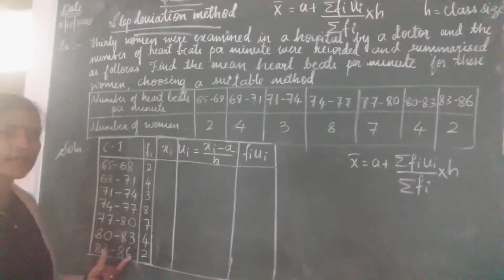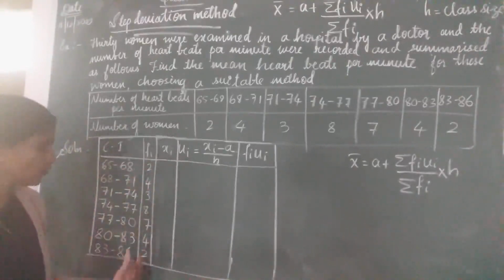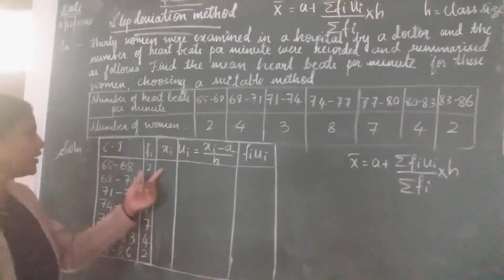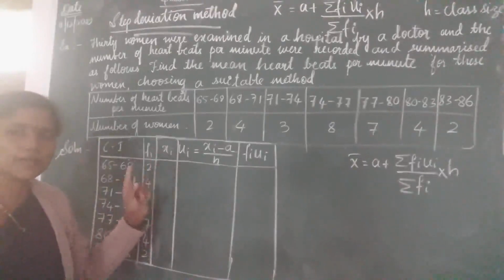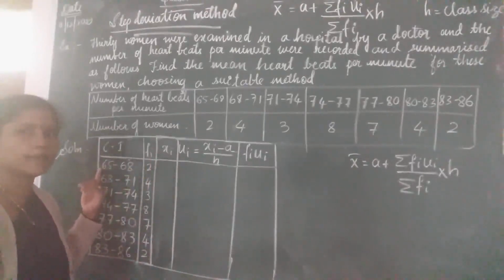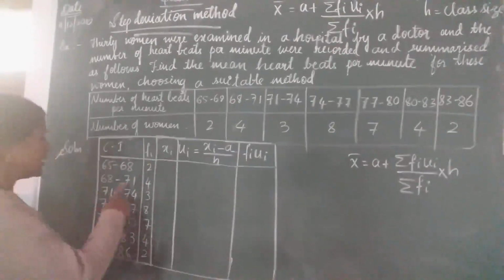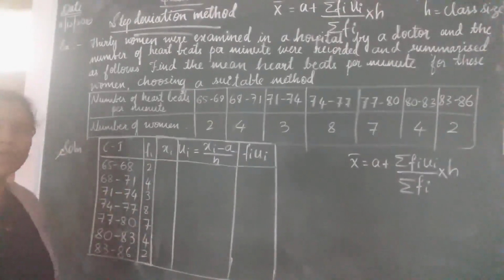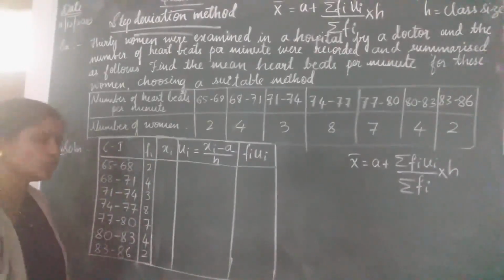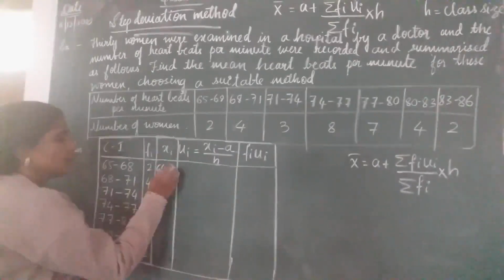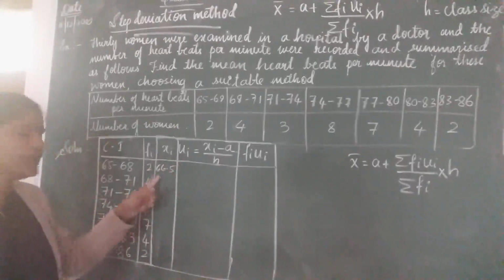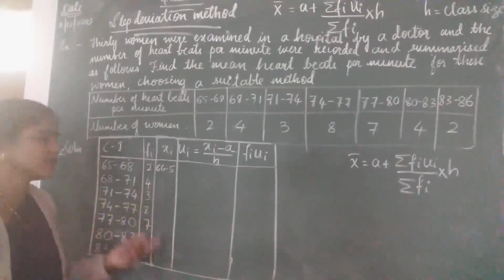The first column I have taken as the class interval, the second column as fi. Now we have to find out the xi. Xi is nothing but the class mark. Class mark means the upper limit plus lower limit divided by 2. So 68 plus 65 is 133, divided by 2, it is 66.5. Once you have got this, you can arrange the xi column very easily.